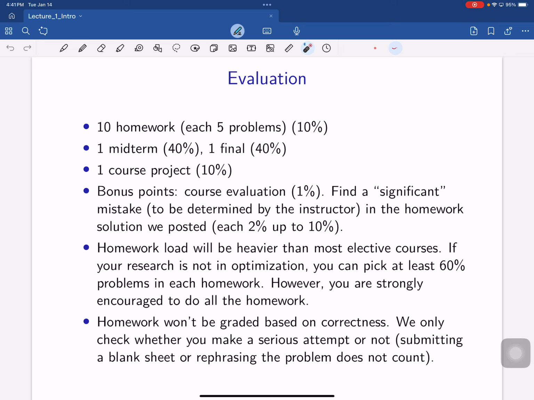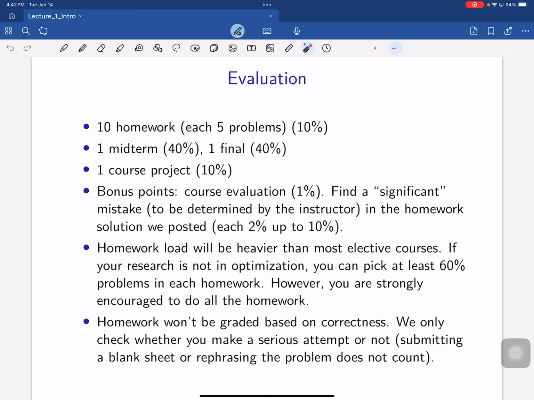The other significant chunk of the bonus points is if you can find a mistake in the homework solutions we posted. We have already posted most of the homework solutions for the homework we offered last year. It will be the same homework this year. But the students who took the class last year made the solutions. I didn't check carefully each question whether they did it right or not. So if you find a significant mistake in the homework solution, then you get a 2% bonus point, and you can get up to 10%. Okay. Yeah, and last year I received quite a few complaints that this workload is too high for an elective course.